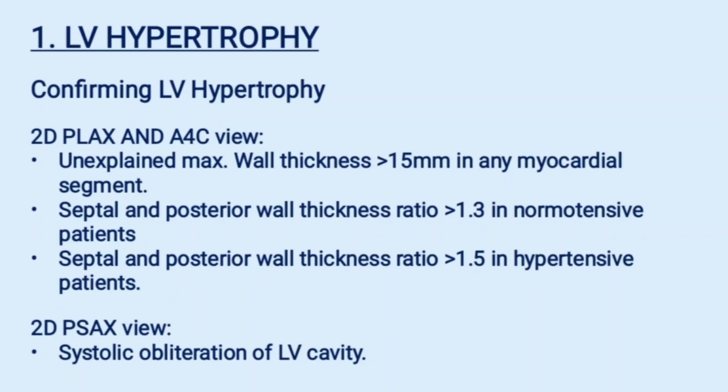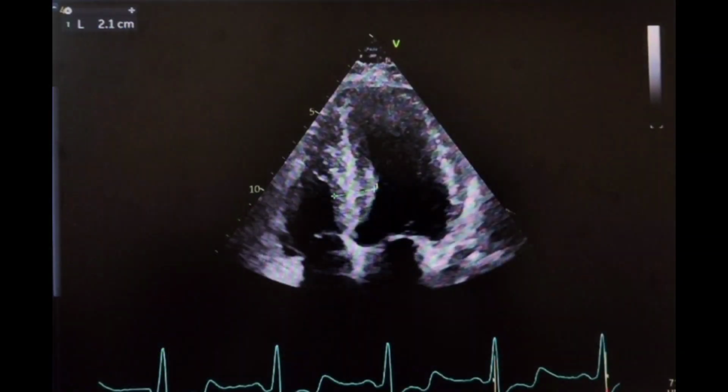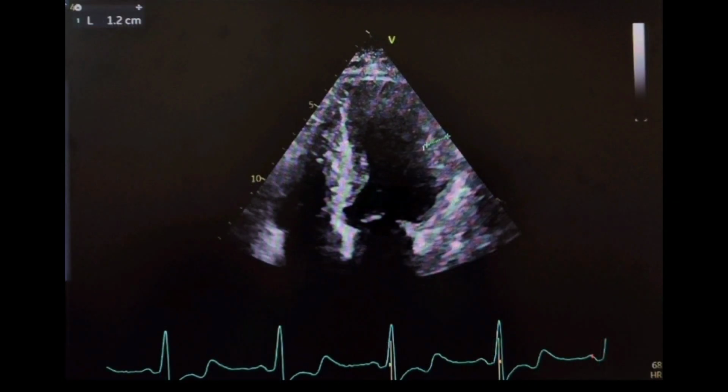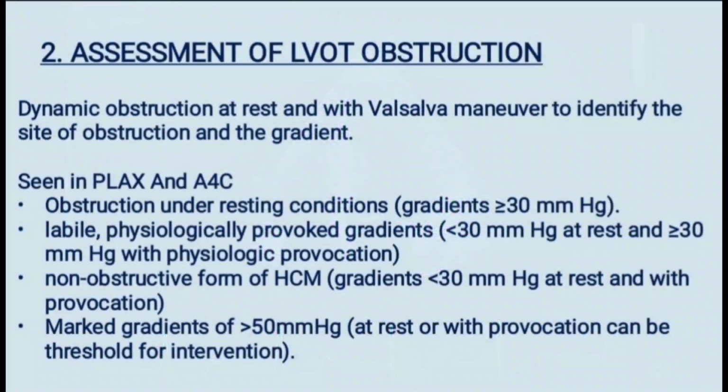Apical 4-chamber view along with color and pulse wave Doppler helps in the assessment of gradients at the LVOT, LV mid cavity and apical cavity level. So here is a demonstration of the apical 4-chamber view in which the thickness of the mid-inferoseptum and anterolateral wall is measured. Similarly, the maximum wall thickness of all the other LV segments should also be taken. So our next parameter is assessment of LVOT obstruction.